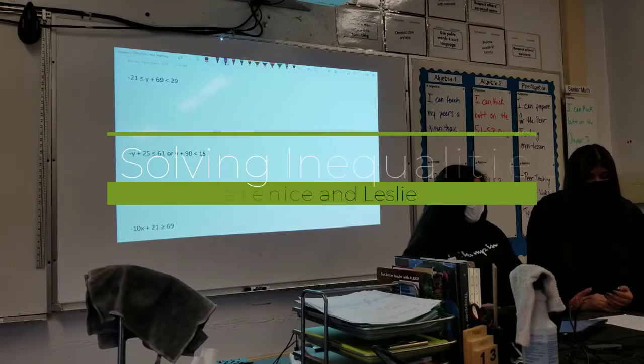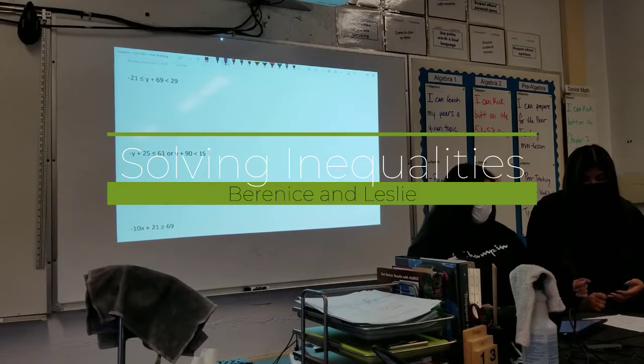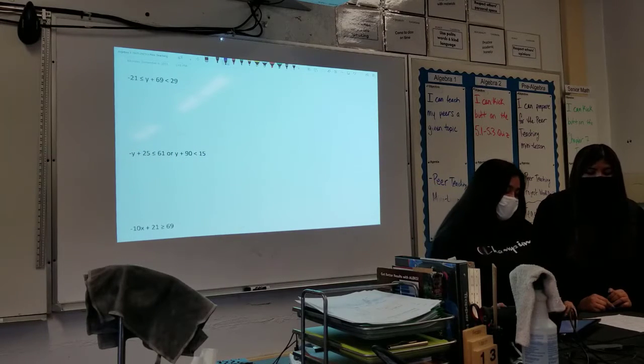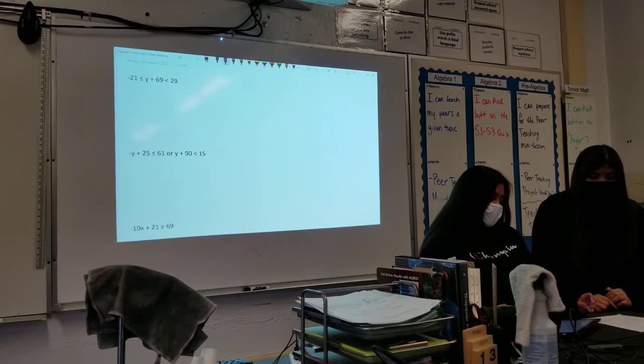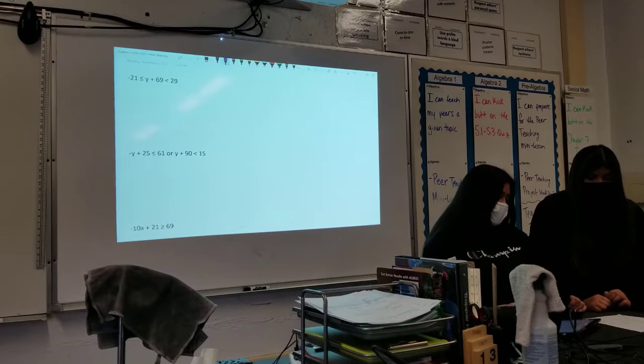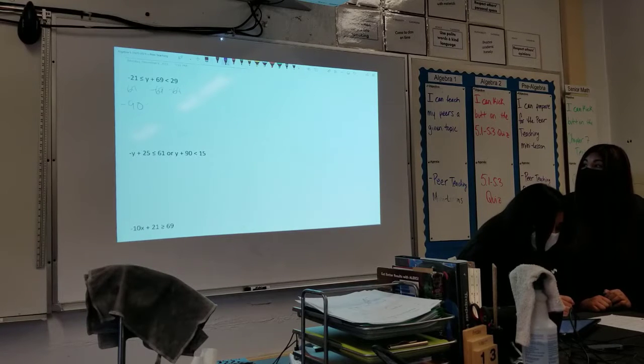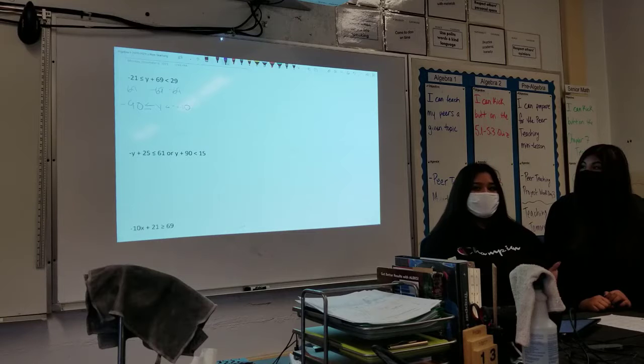Okay, so we're doing solving inequalities. So we're going to start with the first one, and this first column is an and equation. So our equation is negative 21 is less than or equal to y plus 69 is less than 29. So what you're going to do is subtract 69 on both sides, on all sides, and you're going to be left with negative 90 is less than or equal to y less than negative 40. That's all you have to do for that one.